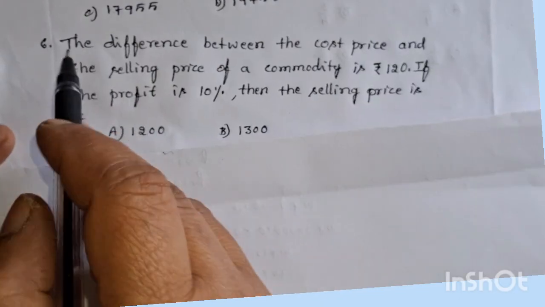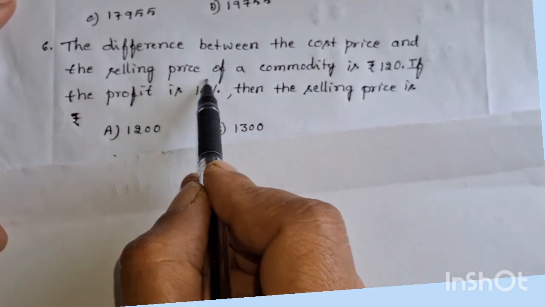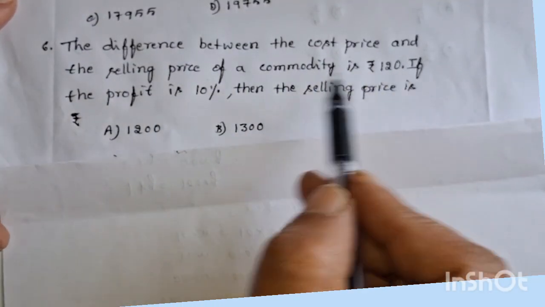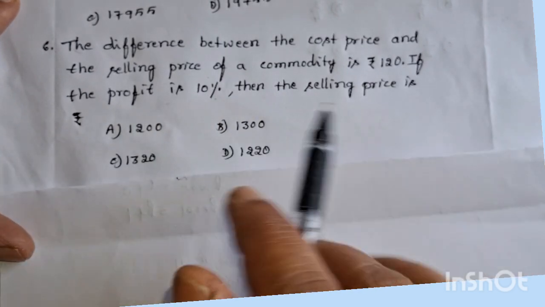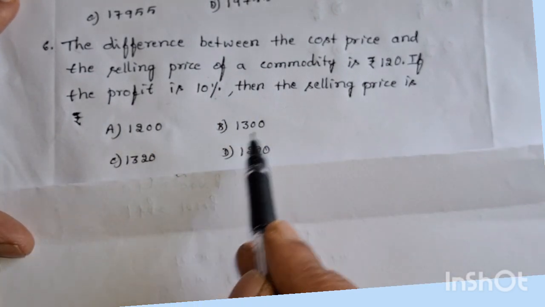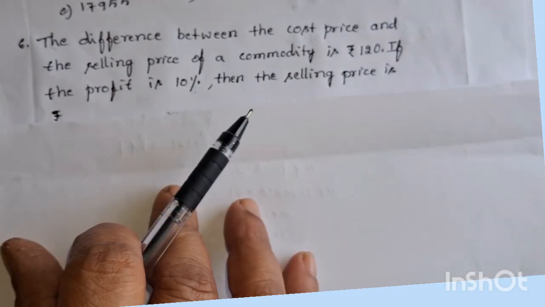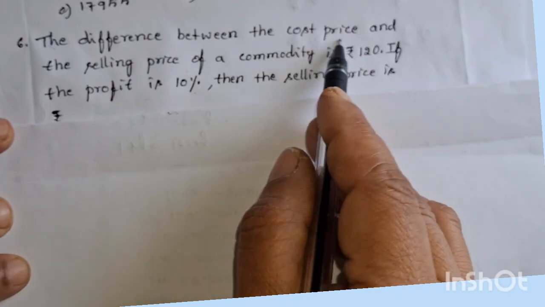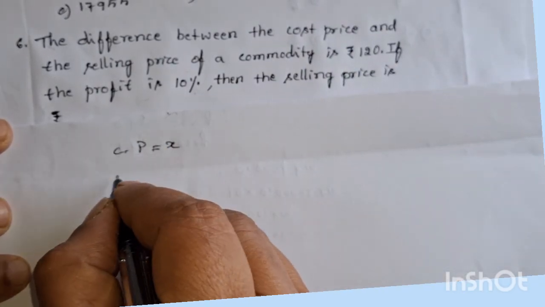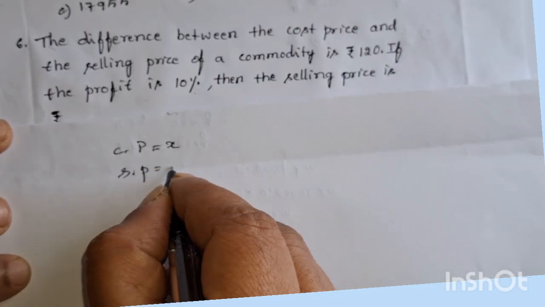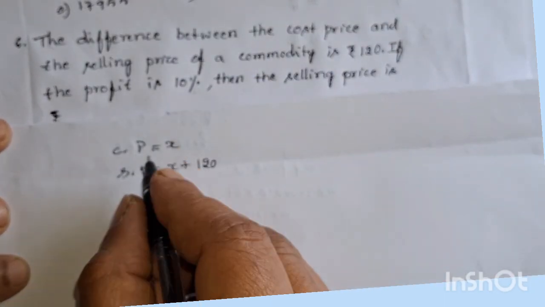Sixth question. The difference between the cost price and the selling price of a commodity is rupees 120. If the profit is 10%, then the selling price is rupees 1200, 1300, 1320 and 1220. Here we must find out the selling price. Selling price is the sum of the cost price and the profit. So let the cost price be X and selling price becomes X plus 120.